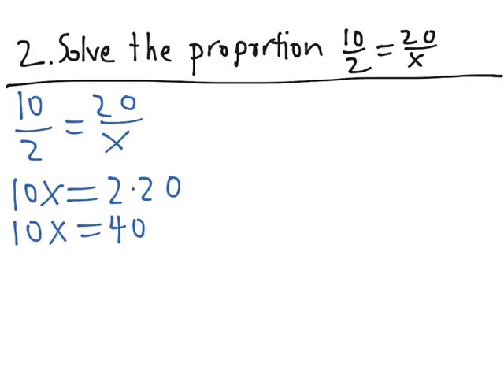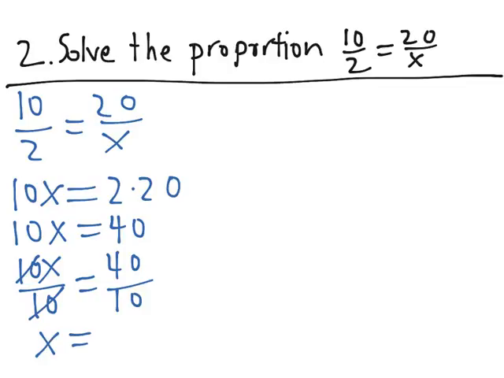Now if we divide both sides by 10, we have 10x over 10 equals 40 over 10. The 10's here cancel, so x is equal to 4.